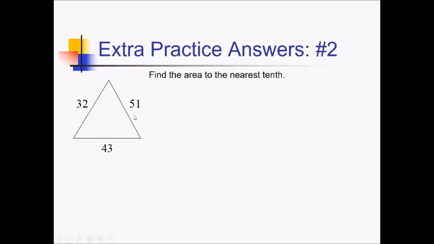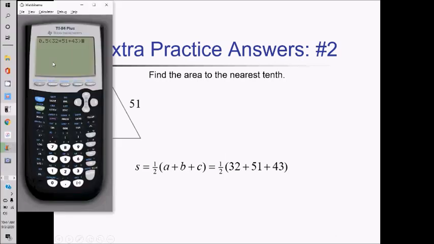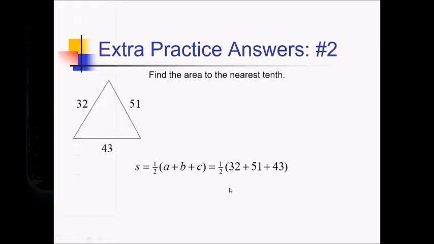To find the area of this triangle to the nearest tenth, since I've got all three sides, I'm going to use Heron's formula here. So to get that, I'm going to start with finding the semi-perimeter S. That's half the perimeter, half of a plus b plus c. So in this case, that's half of 32 plus 51 plus 43, which I'll now calculate on my calculator. So plugging all that in, that comes out to about 63.